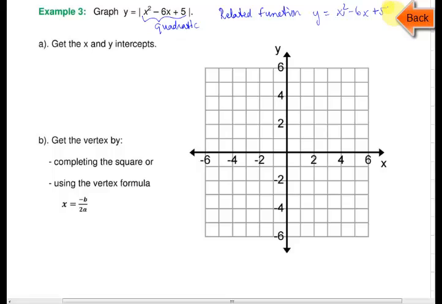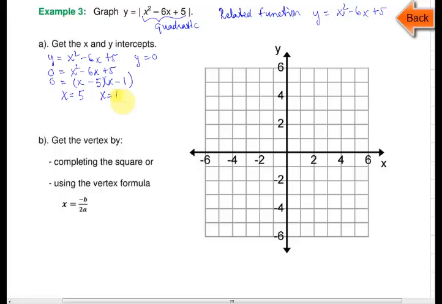So we're going to start by getting the x and y intercepts. Now, to get the x-intercepts, we're going to use y equals x squared minus 6x plus 5. Remember, x-intercepts happen when y equals 0, so we're going to plug in 0 for y. Now you can see this looks like a quadratic equation that we can solve, so we're going to factor. What factors of 5 give us 6? 5 and 1, as long as they are both negative, and so we can see that x is equal to 5 and x equals 1.